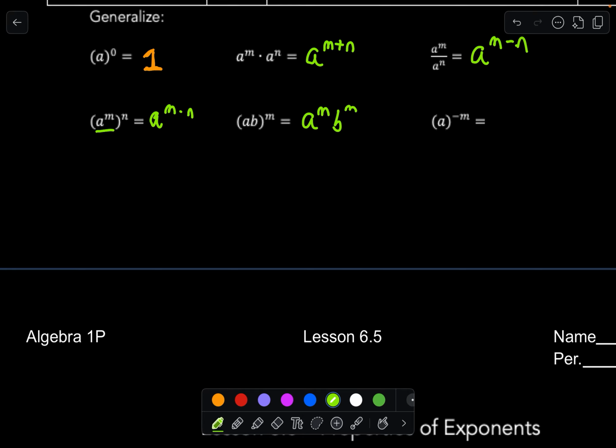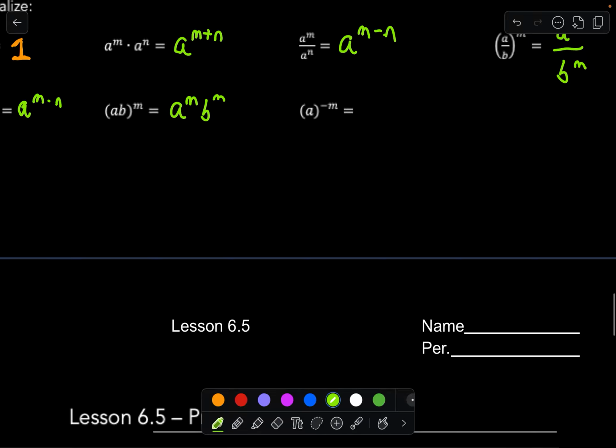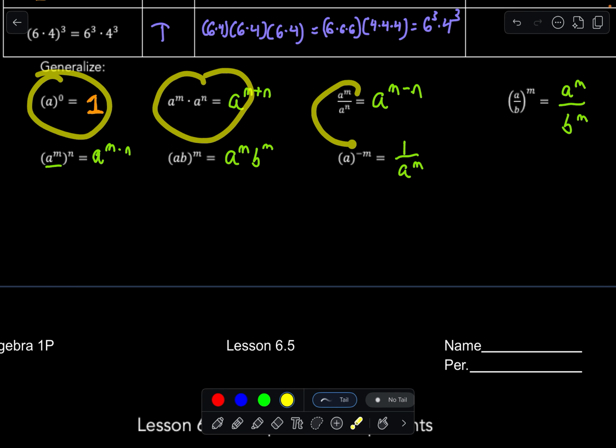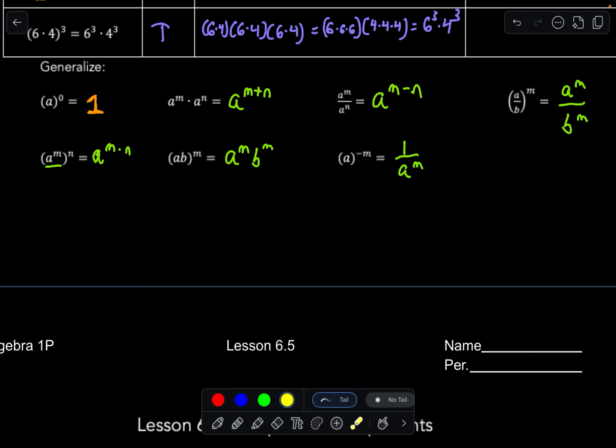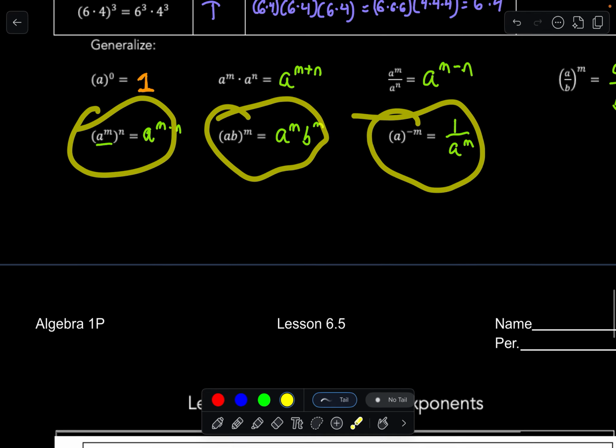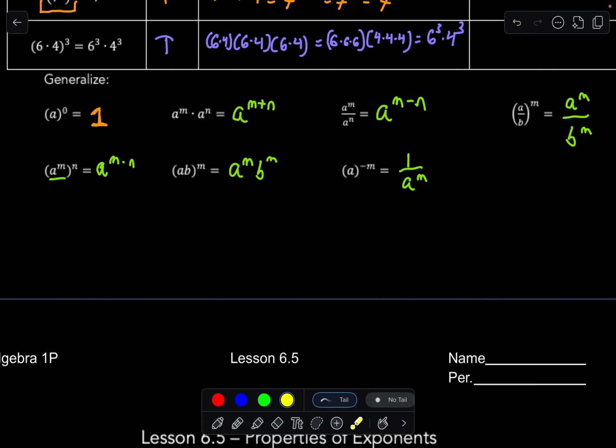Okay? And the last one, when the exponent's negative, the base is sad, it wants to move, and it's going to move downstairs. These are the properties of exponents that you're going to have to memorize and know like the back of your hand, because it's very important. Very, very important. So let's count these up. There's 1, 2, 3, 4, 5, 6, 7 properties that you're just going to have to commit to memory by doing a bunch of examples.